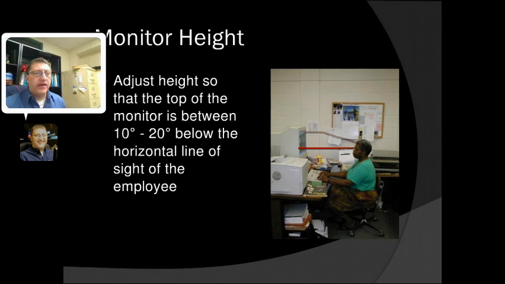You generally want the middle of the monitor to be 10 to 20 degrees below the horizontal line of sight. Another way of thinking about that is you want the horizontal line of sight to effectively be at the top of the monitor, not to here of the monitor, but to the top of the actual screen of the monitor. That will generally put the middle of it about 10 to 20 degrees below your line of sight, and that's the best place most of the time.